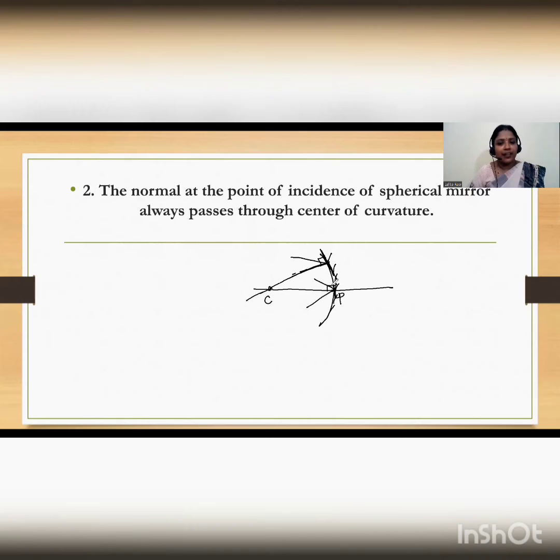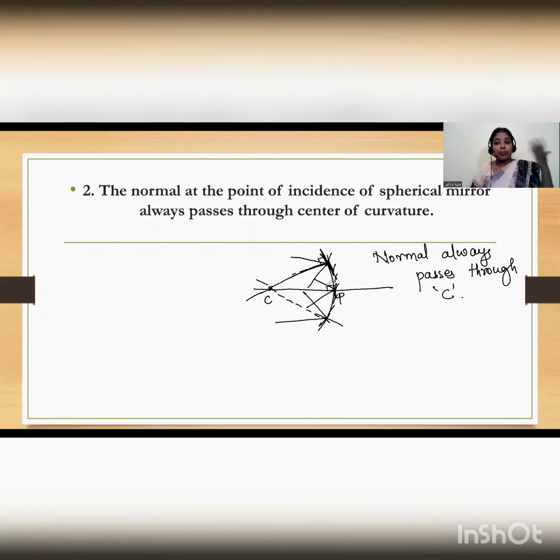So this normal, wherever you draw it, at every point of incidence, always passes through the center of curvature. It will never happen that the normal to the spherical surface at the point of incidence is not passing through the center. It never happens. So the normal in case of a spherical mirror always passes through the center of curvature.